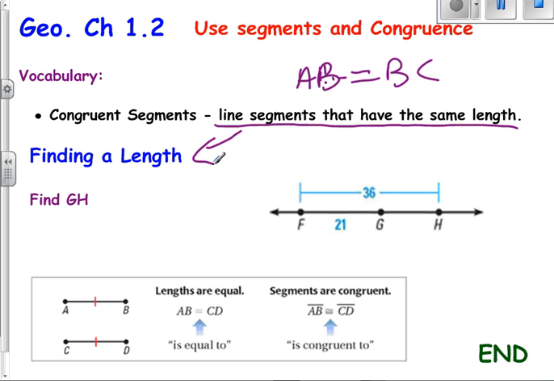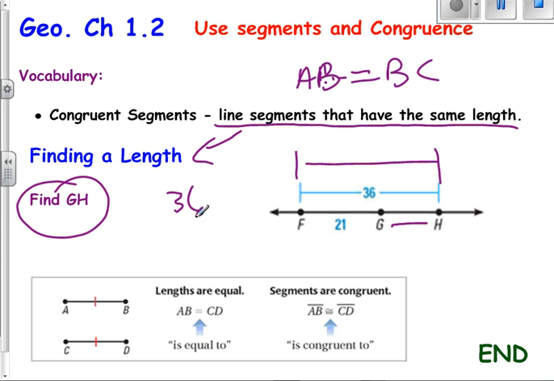All right. So we have FH. They want to find GH. All right. So they give you FH, that's 36, and they give you FG, that is 21. So just subtract the two, obviously, and you find out that GH is actually 15. So that's pretty straightforward.